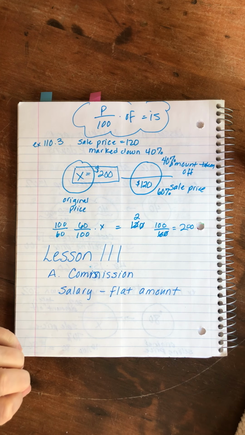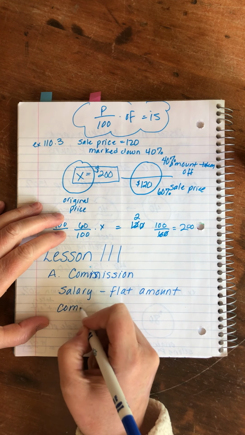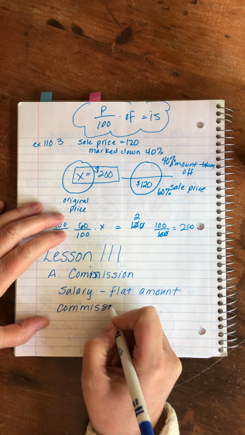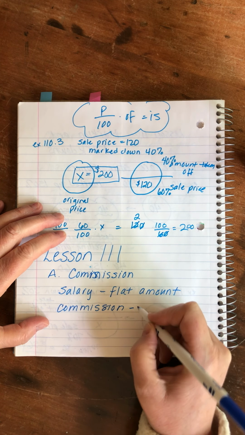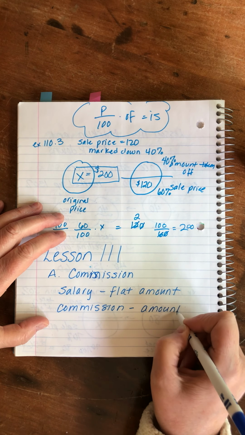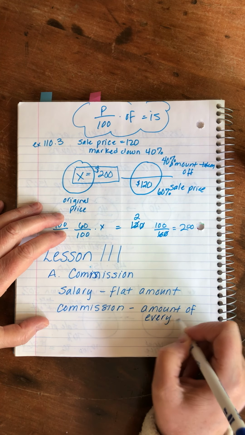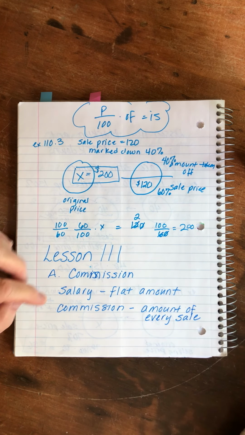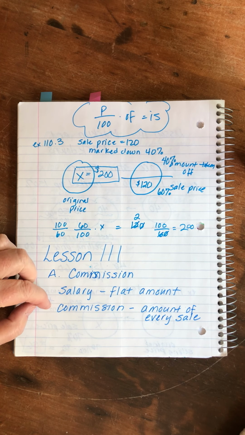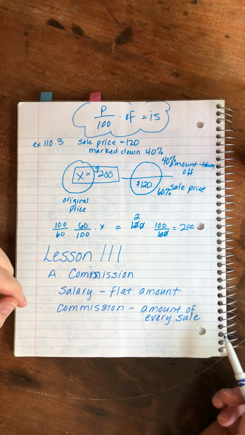They're just paid a flat salary. Based on what I know of your parents' work, they probably get paid a salary. They get paid the same amount. Some people get paid on commission. And a perfect example of that is real estate agents. They get a certain amount of every sale that they make. So with real estate agents, they don't get paid unless they sell a house. And then they get a certain percentage of everything that they sell.